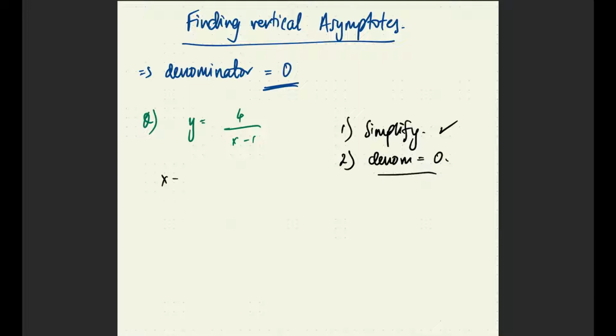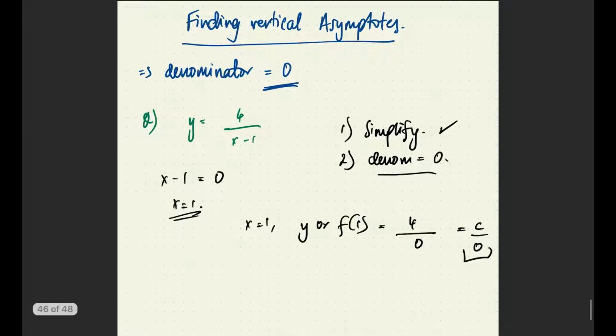So I want x minus 1 to be equal to 0. What value of x gives x minus 1 equal to 0? If we solve this, we get x equals 1. That means that when x is equal to 1, the denominator is equal to 0. So when x is equal to 1, f of 1 is equal to 4 divided by 1 minus 1, which is 0. So this is a constant divided by 0 form, and we can say that x equals 1 is a vertical asymptote. It's a rather simple idea, and that is all there is about vertical asymptotes.